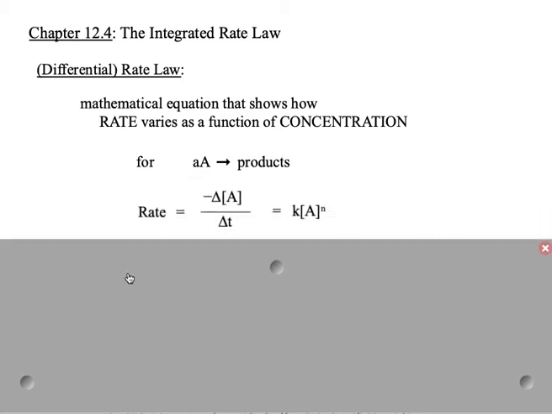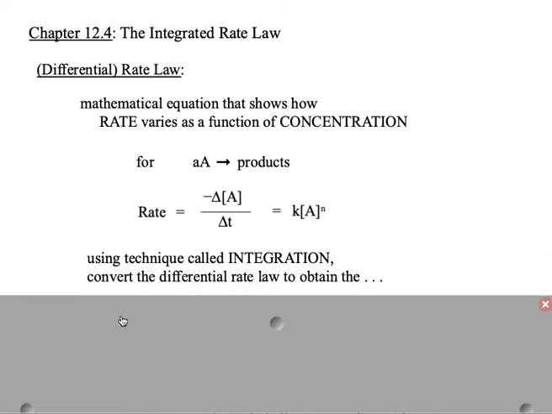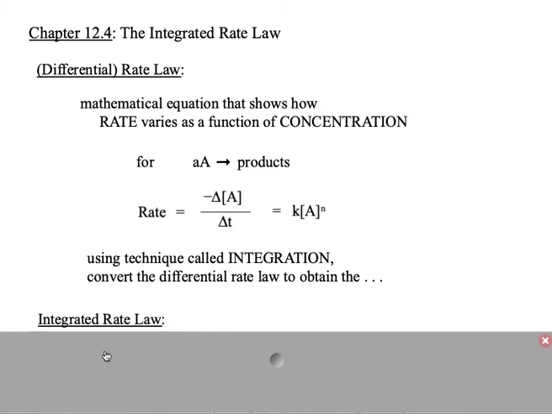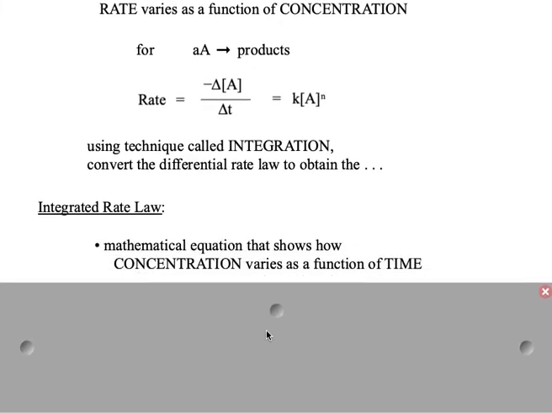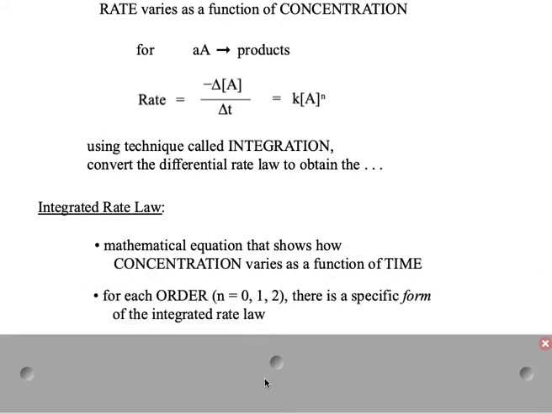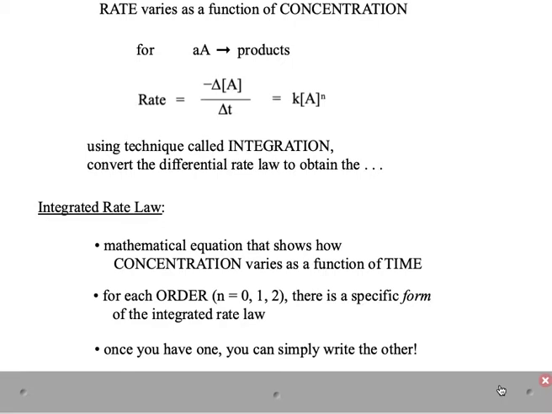The rate is equal to the decrease in concentration of A with respect to time, and that is equal to the rate constant k times the concentration of A raised to the power of n, where n is the kinetic order, 0, 1, or 2. Using a mathematical technique called integration, we can convert the differential rate law to obtain the integrated rate law. And the integrated rate law is a mathematical equation that shows how the concentration varies as a function of time. And for each of the three kinetic orders we considered, there is a specific form of the integrated rate law. And once you have one, you can simply write the other.